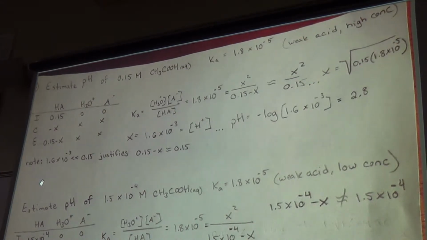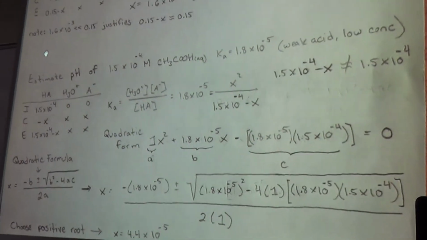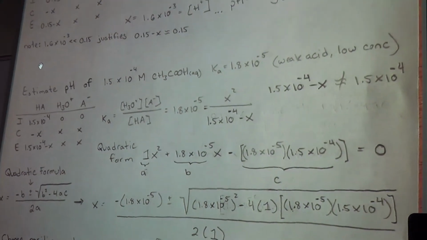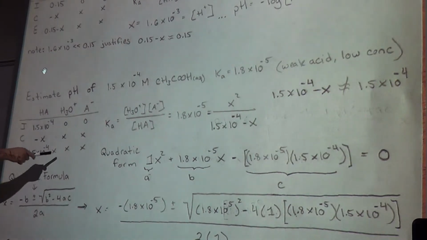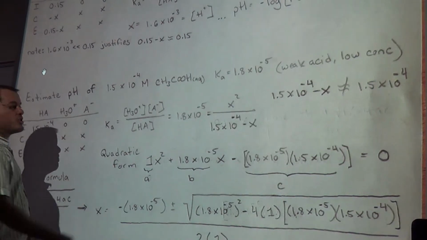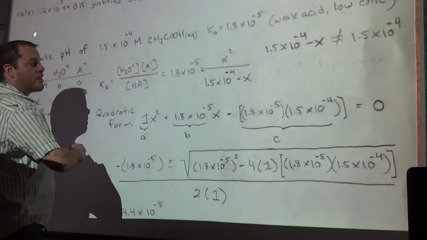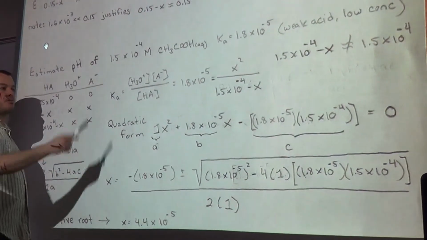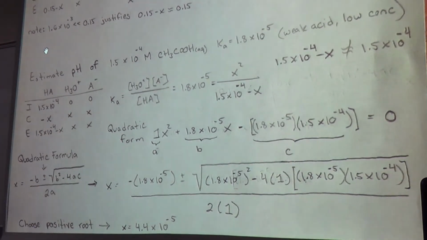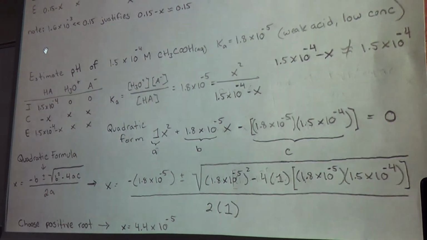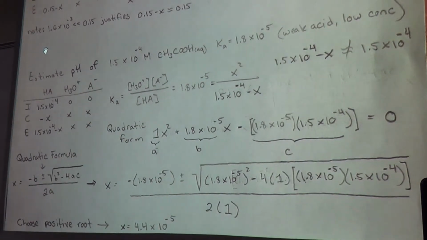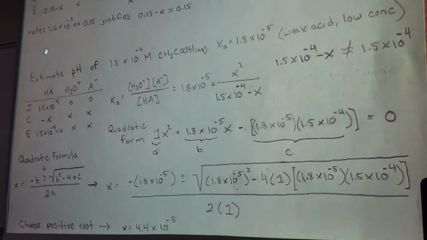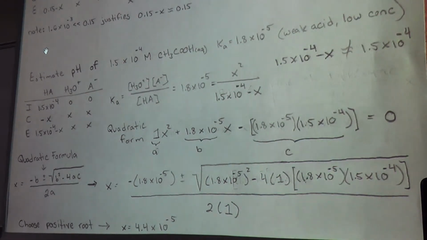Problem number 2, same exact acid, but now we're going to start off with a much smaller concentration. We have a 1.5 times 10 to the negative 4 molar concentration of this acid. We set the problem up the same way. We get the same exact equation: 1.8 times 10 to the negative 5 is equal to x squared over initial concentration minus x, but this time the initial concentration is much less. Looking at the relative magnitudes of the initial concentration and Ka, they're kind of close to each other.